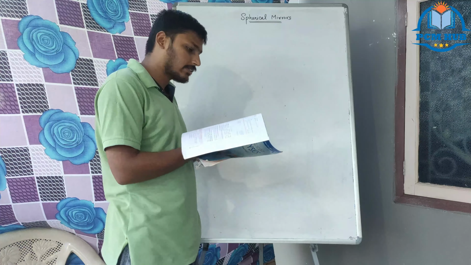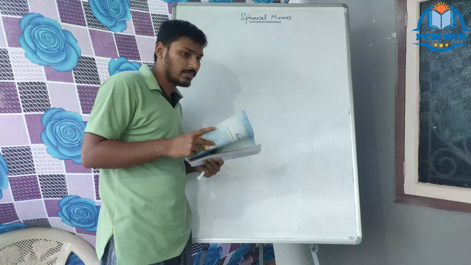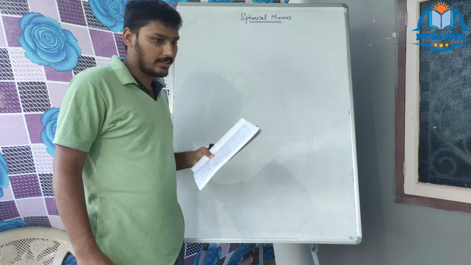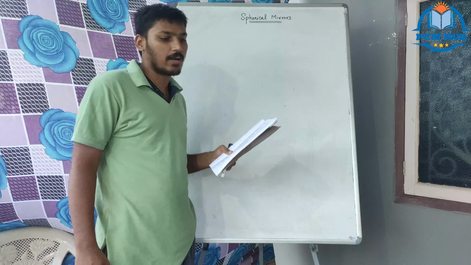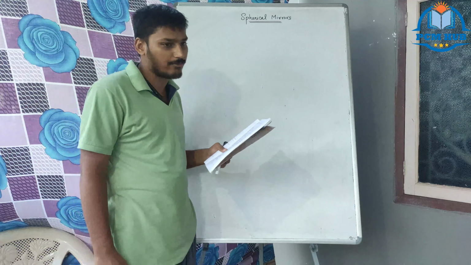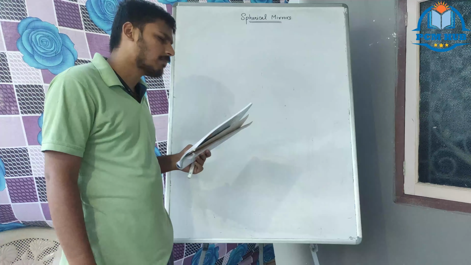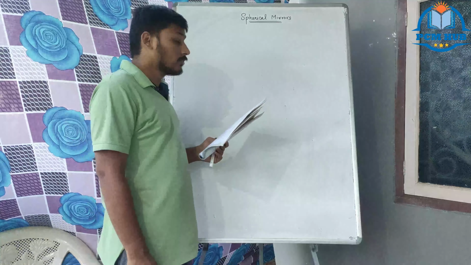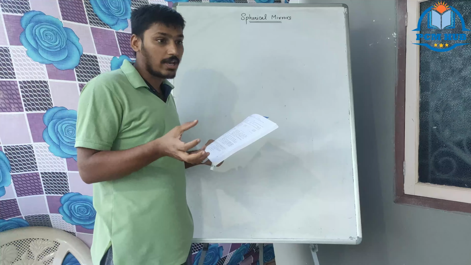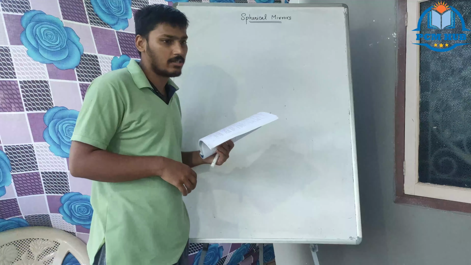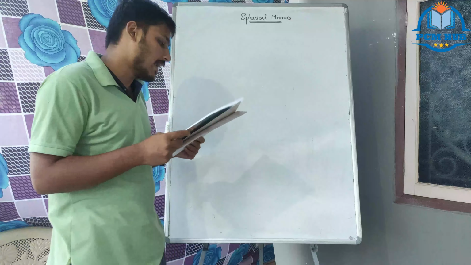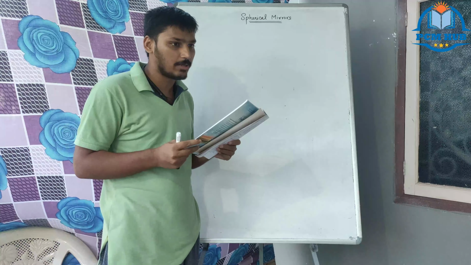Yesterday we were discussing some basic things like what is light, and one basic property of light, that is called reflection, and we discussed something about plane mirrors. We discussed the characteristics of the image formed by the plane mirror. Now today in this class we will be discussing spherical mirrors.